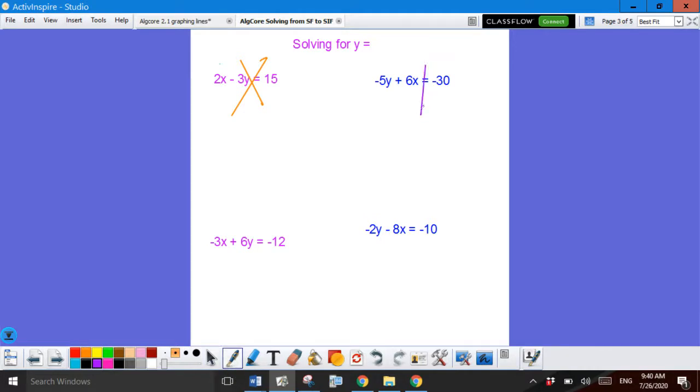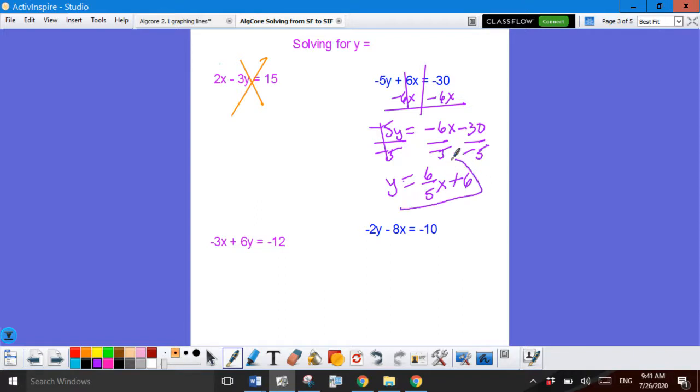All right, let's see how we did. Again, just because these are not in order, I have to pay attention to what I'm doing. I'm going to subtract my 6x, so -5y equals -6x minus 30. Divide by -5 3 times. Gone, y equals. Negative is a positive. And -30 divided by -5 is a positive 6. So that one is finished.